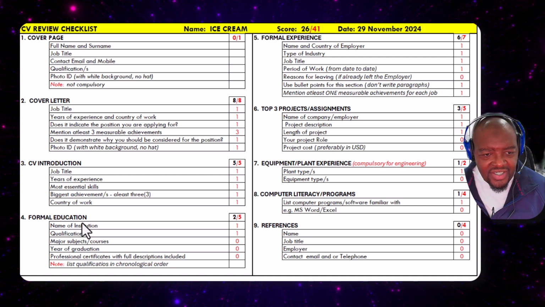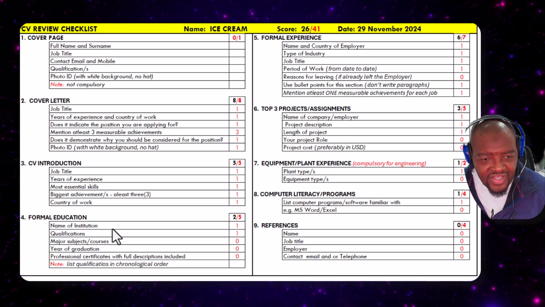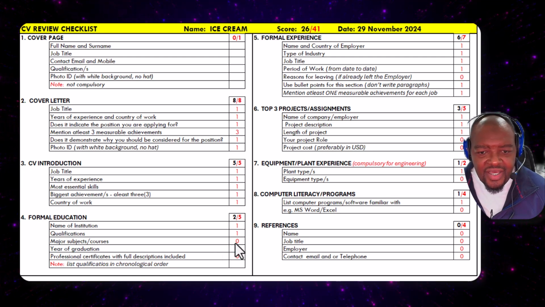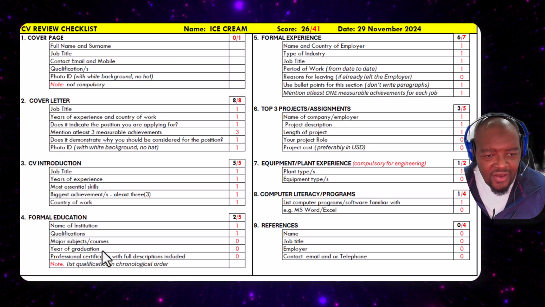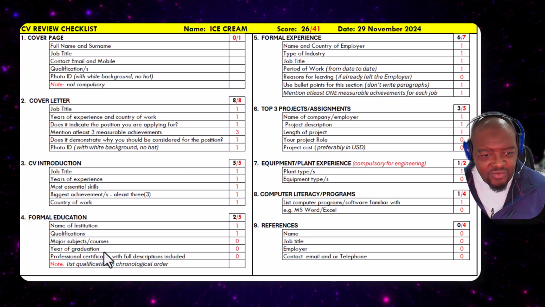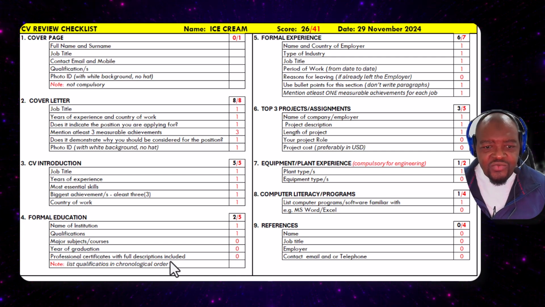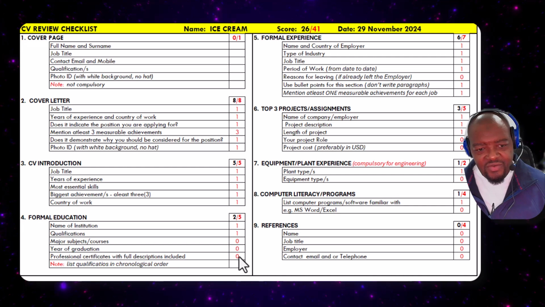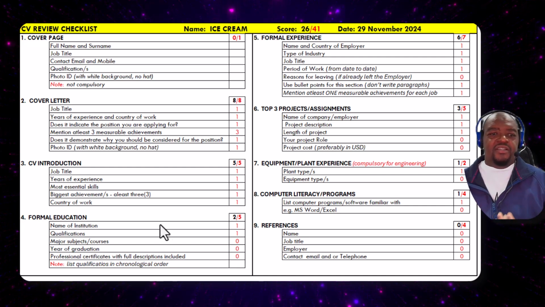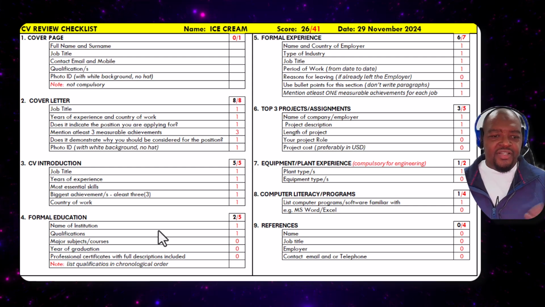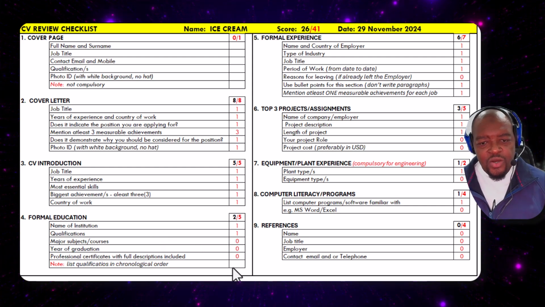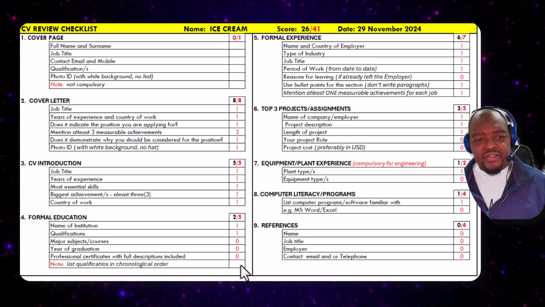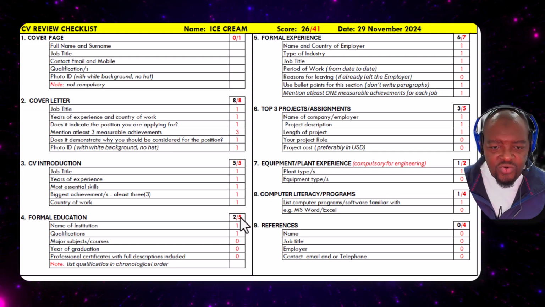For the formal education part, he had the name of the institution, qualifications listed, major subjects, he did not have, we give him a 0. Year of graduation, he did not mention, we give him a 0. Professional certificates with full description included, not listed, we give him a 0. But as you say, this is for us at KaribaWorld. Other places might be different, but for us, we want to make sure all information, as simple as it is, we want it to be listed. So we give him a 2 out of 5.